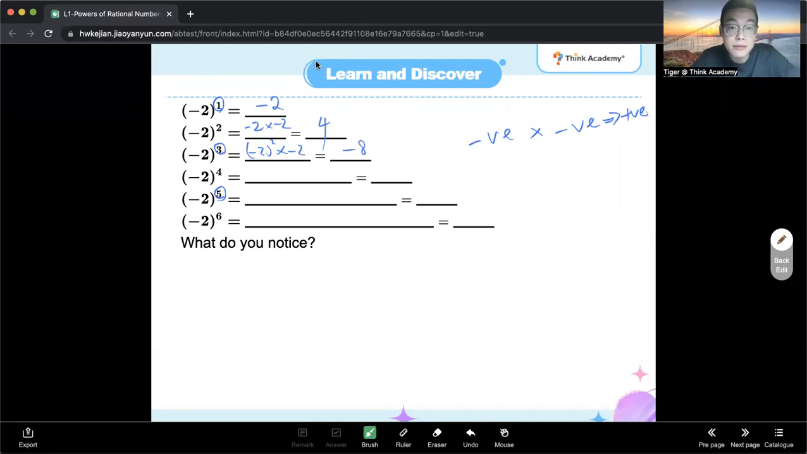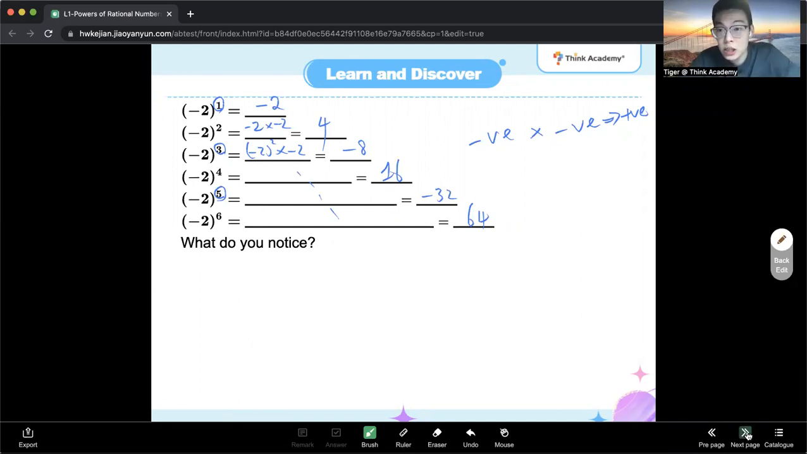Yeah, that's right. If the power is odd, then the answer is negative if I have a negative base. So you can imagine that it's going to go negative, positive, negative, positive, negative, positive. Yeah, so I'm just going to omit these. I'm pretty sure you know how to expand it.